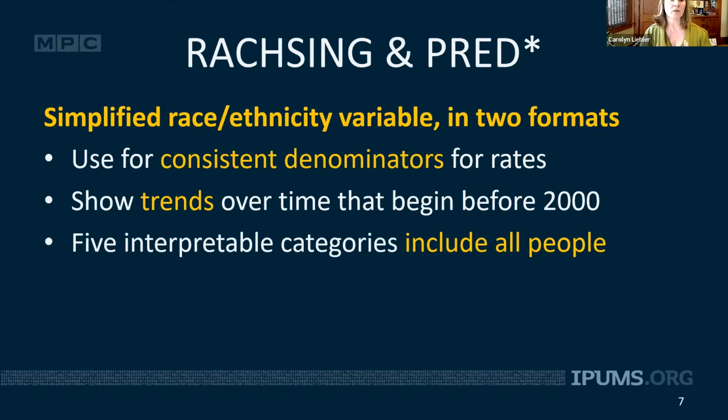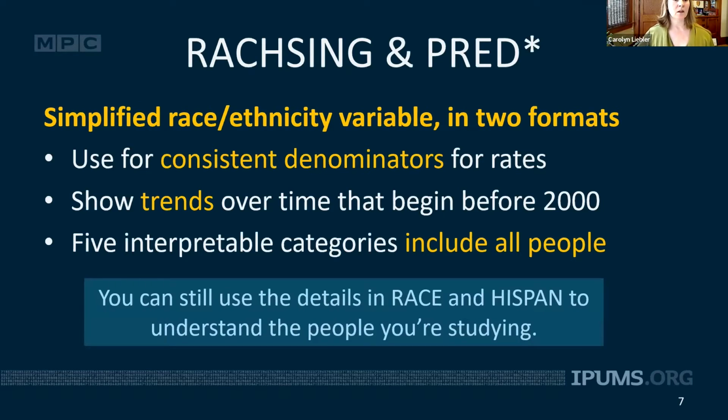And another reason is that this only includes 5 categories. All of the categories are interpretable, and together they include all people. So this might be especially useful if you are going to use the online analysis tool or IPUMS Abacus, because it's a great summary of race and ethnicity. I would like to point out, though, that this is a very simplified measure, and the details are still available. You can still use the details in the race variable and the Hispanic variable to more deeply understand the answers that were given by the people that you're studying.